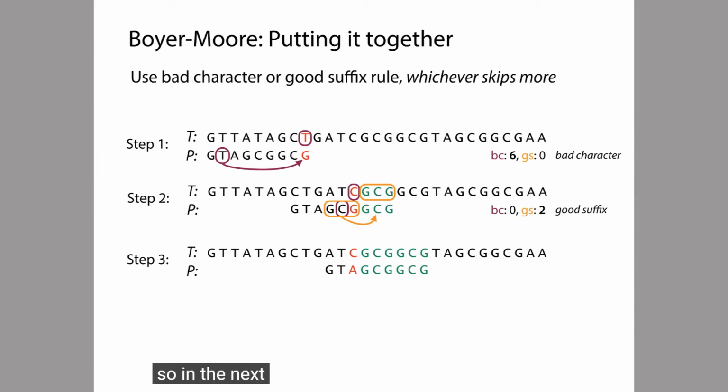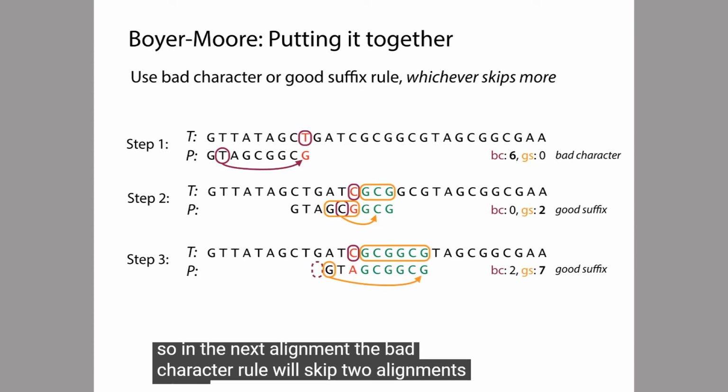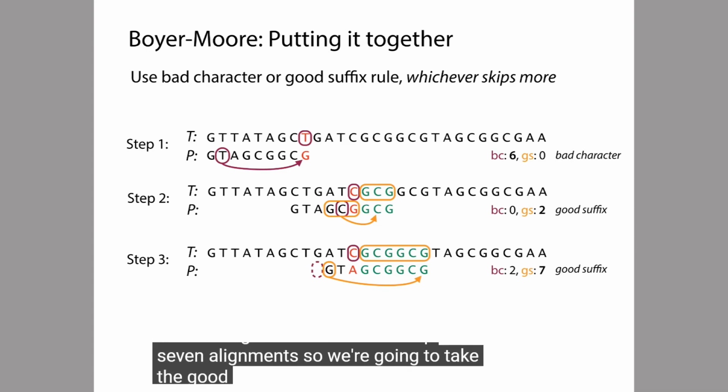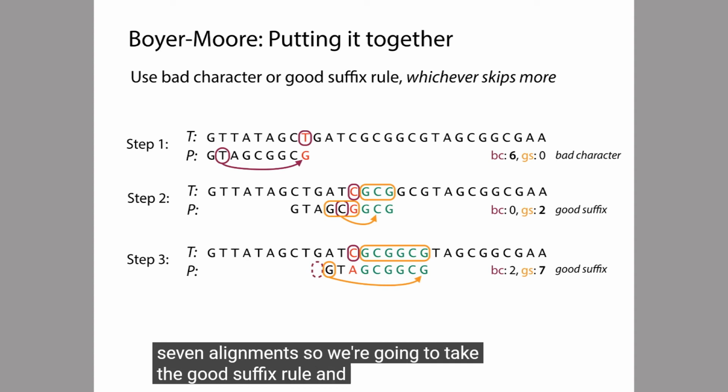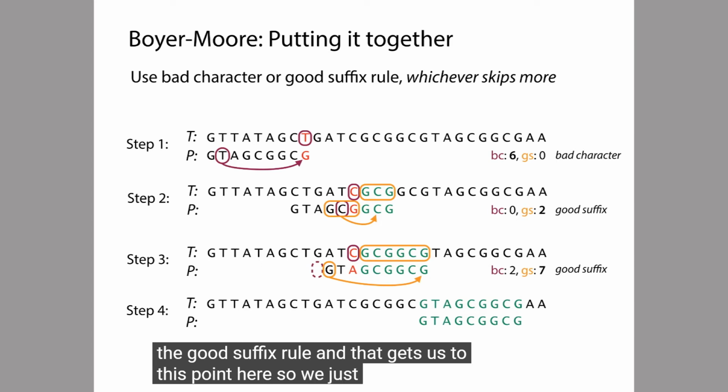In the next alignment, the bad character rule will skip 2 alignments, whereas the good suffix rule will skip 7 alignments. So we're going to take the good suffix rule, and that gets us to this point here. We just saw 3 steps where we used the bad character rule and the good suffix rule together, and we'll implement this in the upcoming practical session.